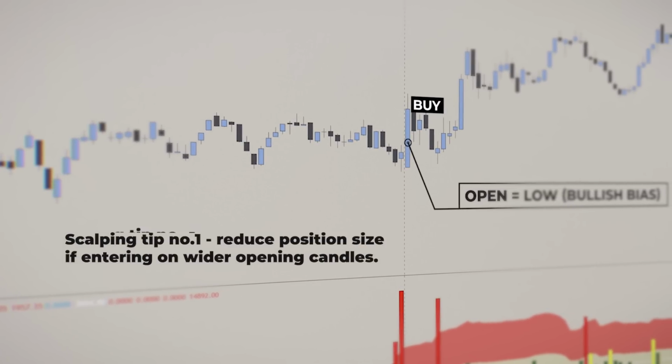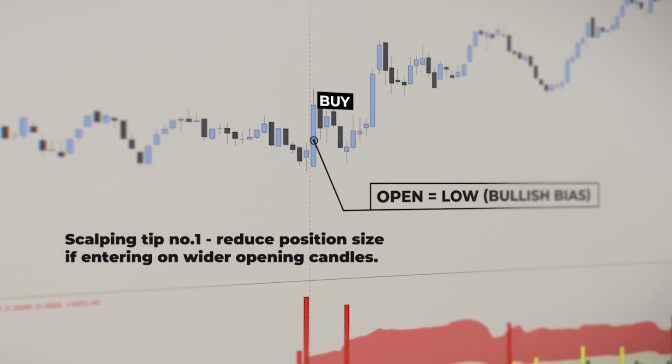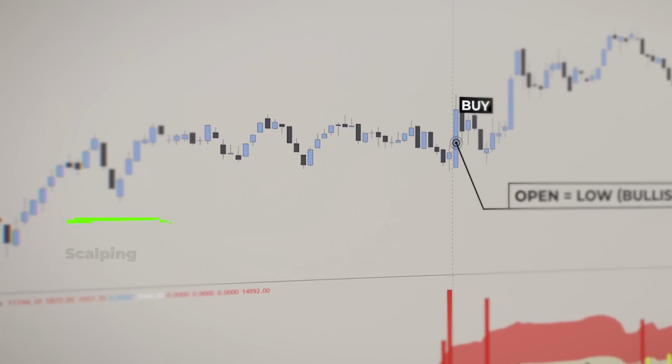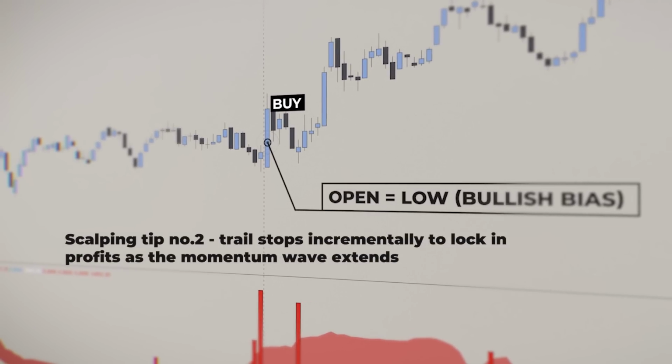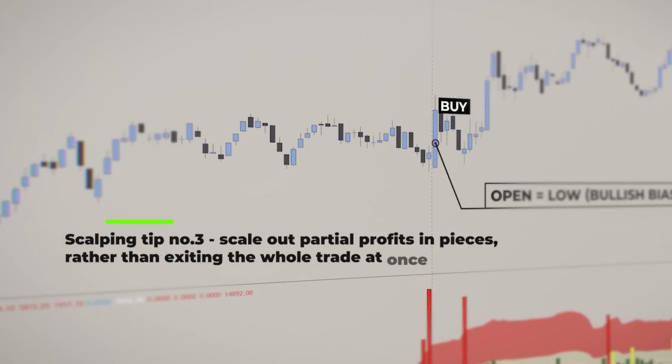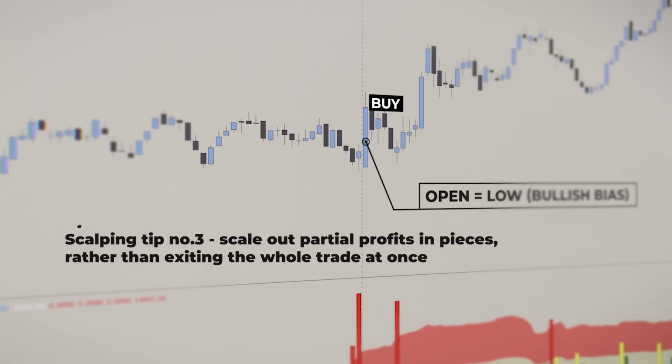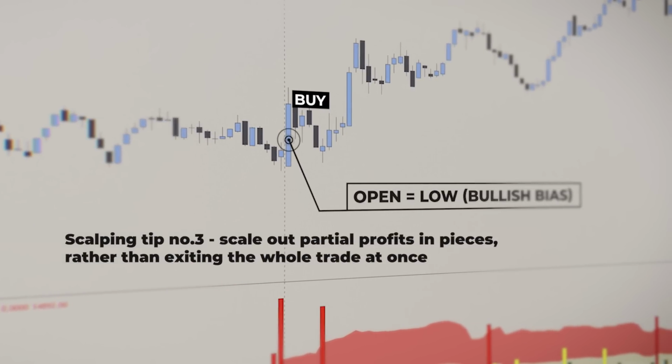Consider reducing position size if entering on wider opening candles, and trail stops incrementally to lock in profits as the momentum wave extends. Learn to scale out partial profits in pieces rather than exiting the whole trade at once.